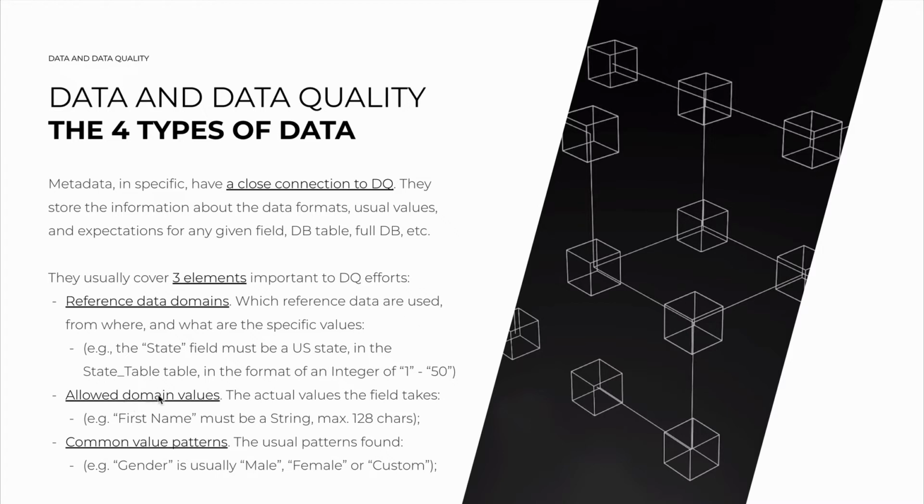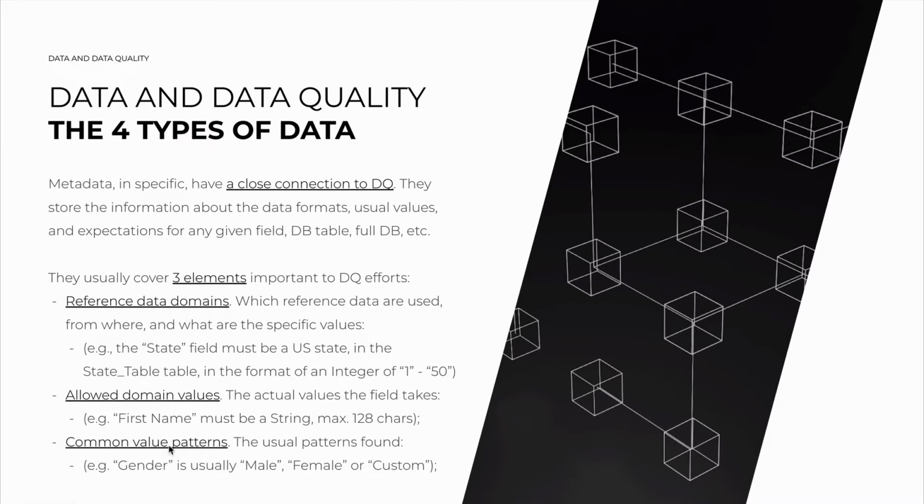Then, what are the allowed domain values? That is, what are the actual values that the field can take? For integers, you can define the actual values, as we did for the temperature. This field's values must be from 0 to 100. For strings, it may be just the length and patterns. For example, customer first name must be a string with a maximum of 128 characters, and it must be just one token without spaces or special symbols.